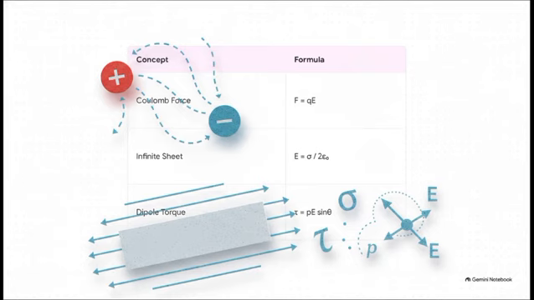First, Coulomb force is F equals Q times E. For an infinite charged plane sheet, which is a classic Gauss's law application, E equals sigma divided by 2 epsilon naught. Notice how it doesn't even depend on distance. And finally, the dipole torque magnitude is P E sine theta. Lock these in your memory.